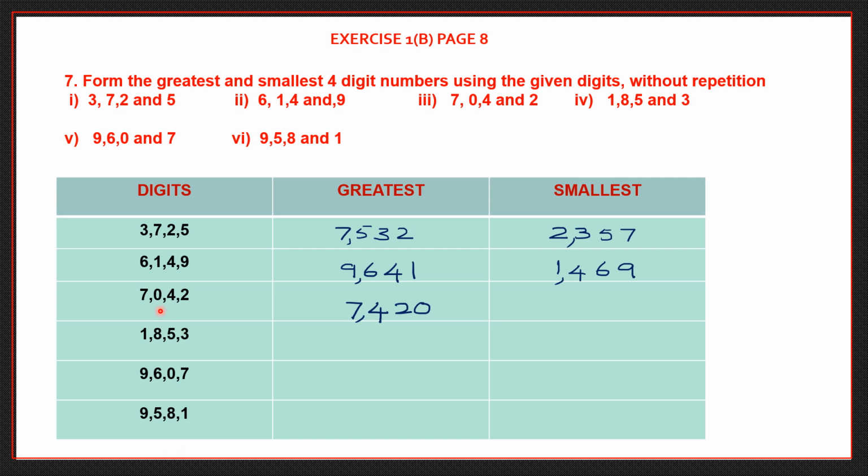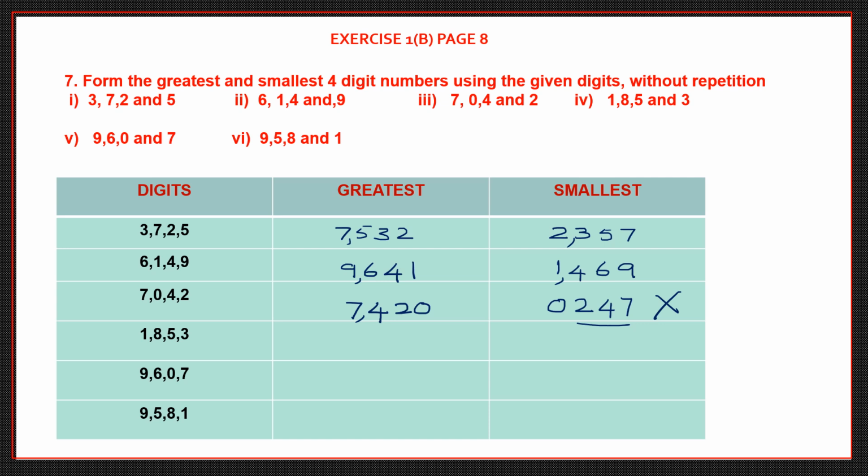The smallest number here is 0. So you cannot start a number with 0. Now if I write with 0, let me try that also. So if I start with 0 and then 2, 4 and 7. Now this is wrong because if I have to read this number, this becomes only a 3-digit number. Isn't it? Now we've been asked to form a 4-digit number.